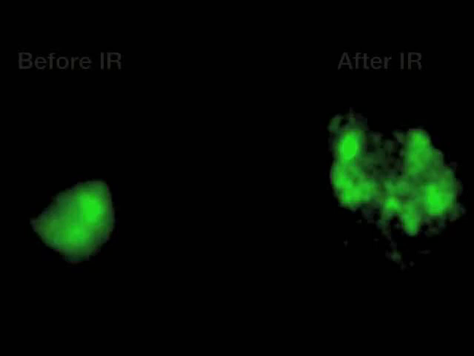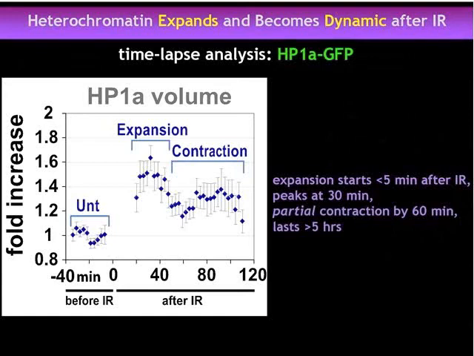And so we can go on to the next slide. And this just shows the quantitation of those live analysis. Basically, what we can see is that the volume of HP1A increases about 1.5-fold. It starts as soon as we can begin the live imaging, which is 5 minutes after irradiation. The peak is at 30 minutes, and then there's a partial contraction. And this expansion and dynamic behavior of the domain lasts about 5 hours.